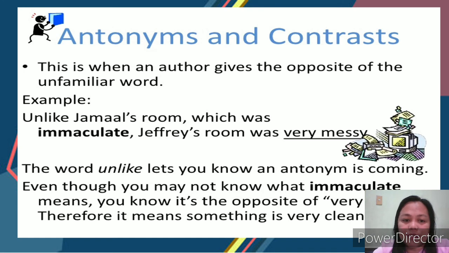Antonyms and contrasts. This is when an author gives the opposite of the unfamiliar word. For example: unlike Jamaal's room, which was immaculate, Jeffrey's room was very messy. So immaculate is a difficult word, but because of the antonym clue, you can understand the unfamiliar word, which is very messy. Do you understand? So, you should know how to use context clues so that you don't need to use the dictionary just to look for the meaning.